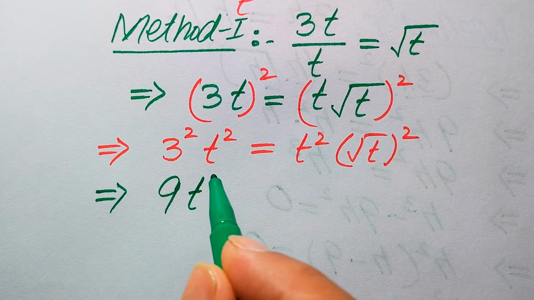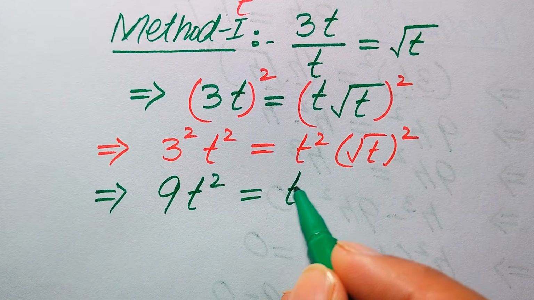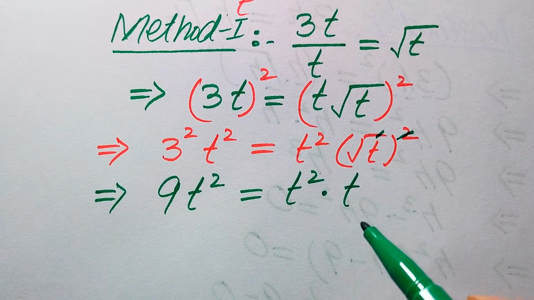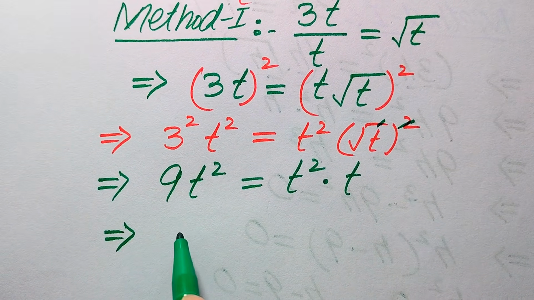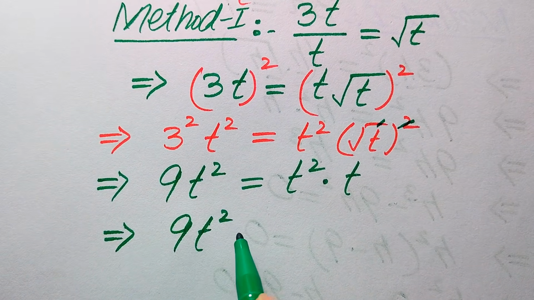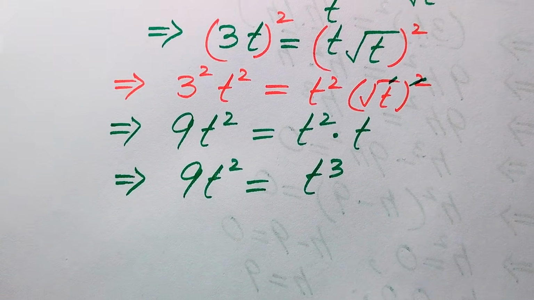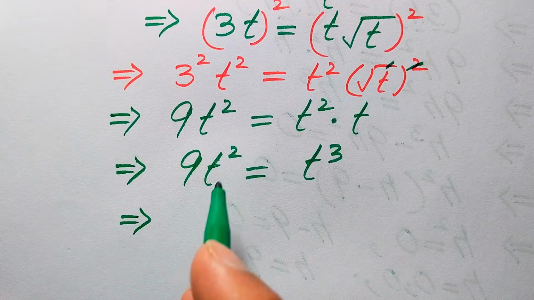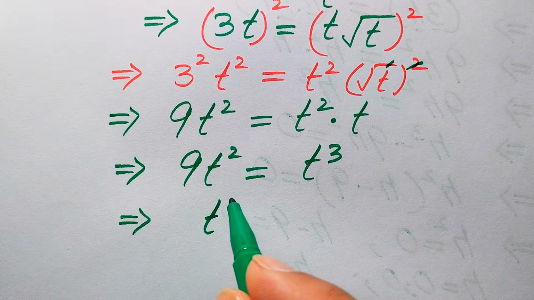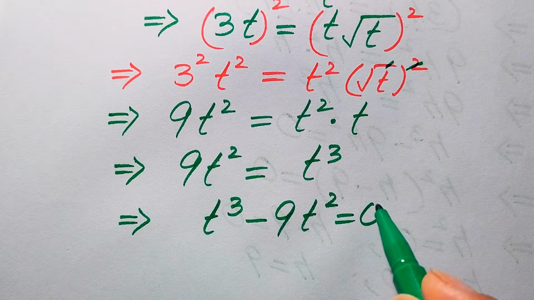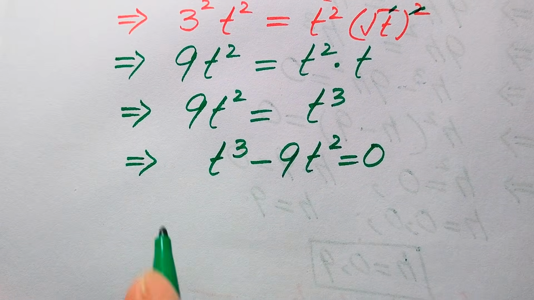And now in the next step we need a little more simplification. 3 square becomes 9 times t square equals t square into, the square and square root are gone, and we again get t only. Further in the next step we have 9 times t square is equal to t square multiplied by t, which becomes t cubed. Further we move 9t square from the left hand side to the right hand side, and it will become t cubed minus 9t square, and this whole equation is equal to 0.